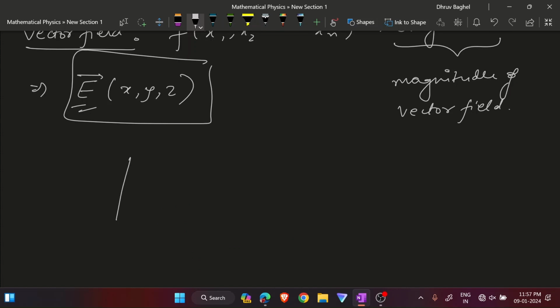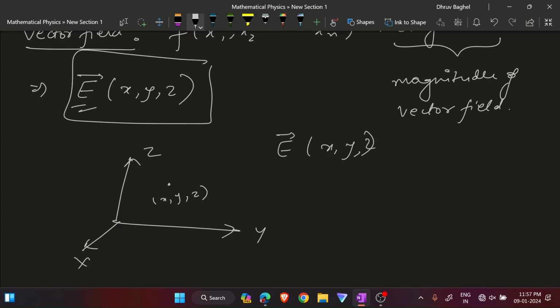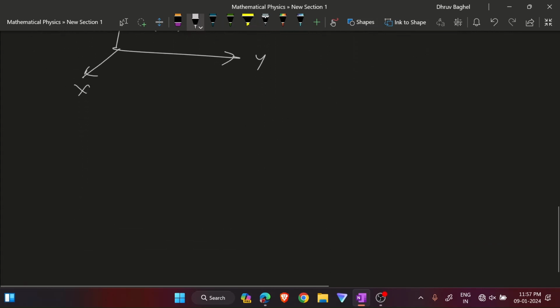And each point will have a direction of this electric field. So suppose we have this coordinate system and our vector field is like x comma y, and let's include z also. So if this is x, this is y, this is z. Every point, suppose this is x, y, z, and suppose this is the direction of the electric field. Another point will have a different value and different direction. Like this we can represent a vector field.